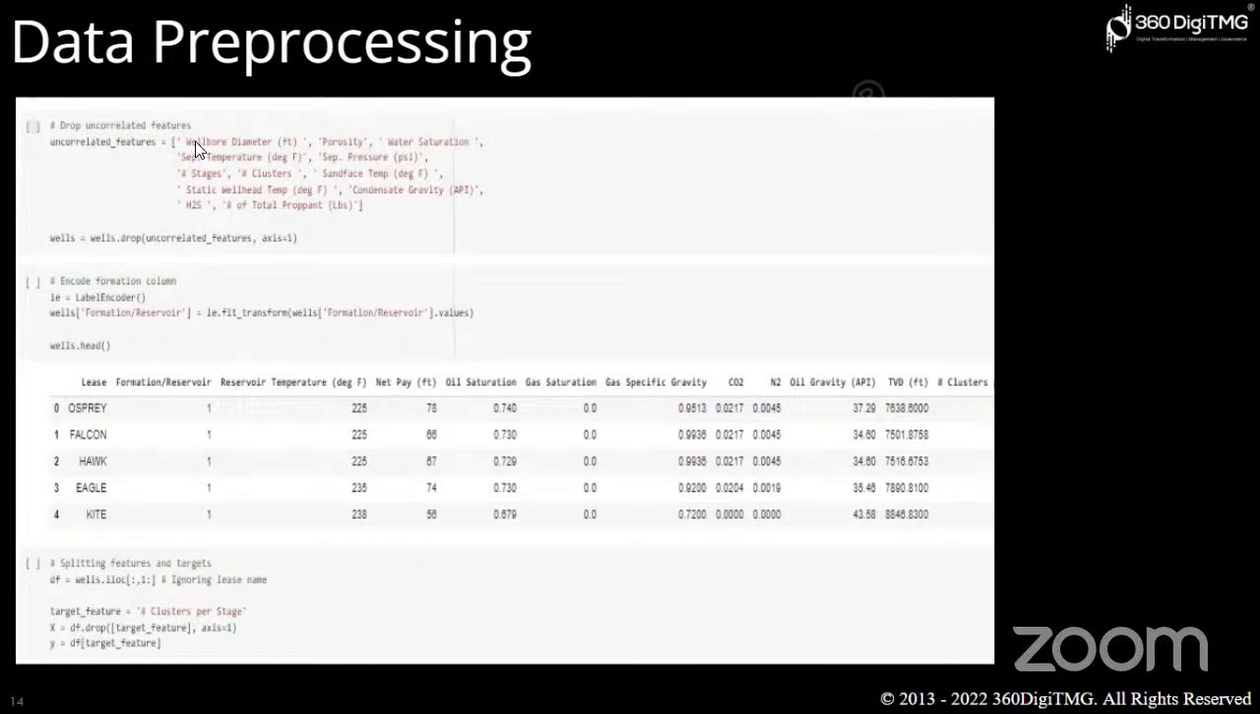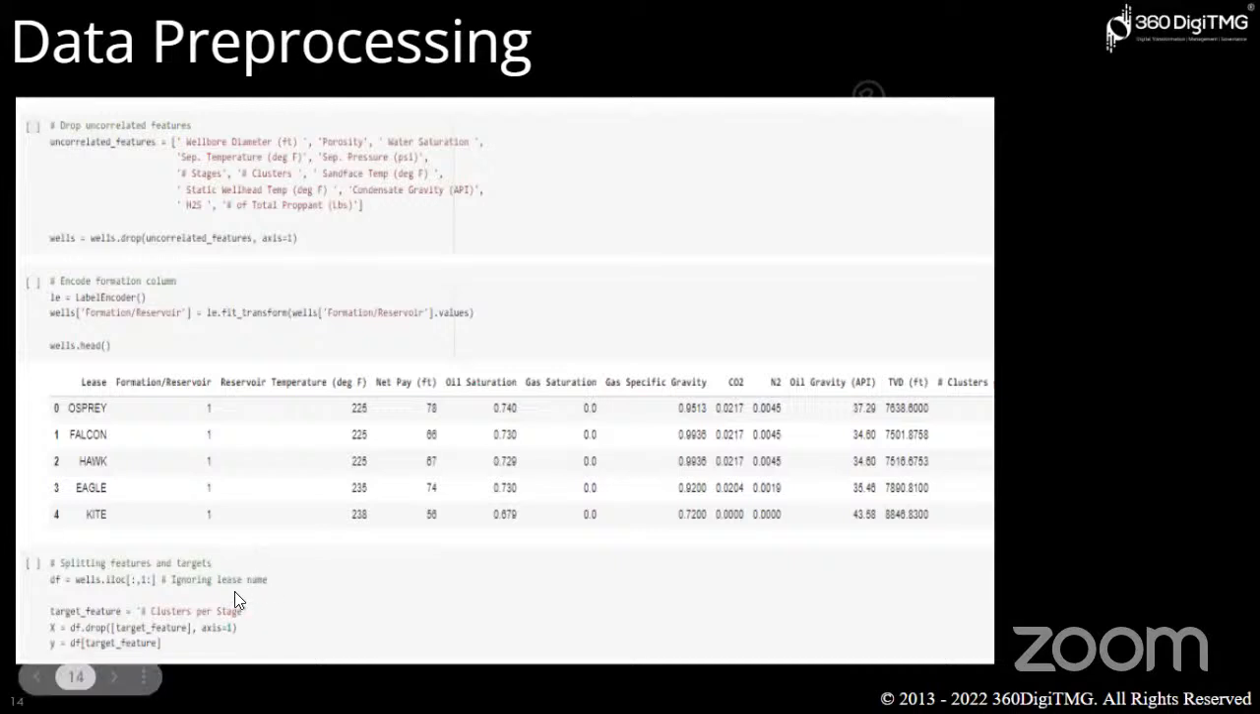What I'm doing here, I have taken all these columns and saved them in uncorrelated features, and the data that I have is in the Wells data. So from this Wells data, I am trying to drop all these values. Now I have one value related to reservoir that I am trying to convert into label data. So now I have these values, and based on these values I'm going to work on the analysis.